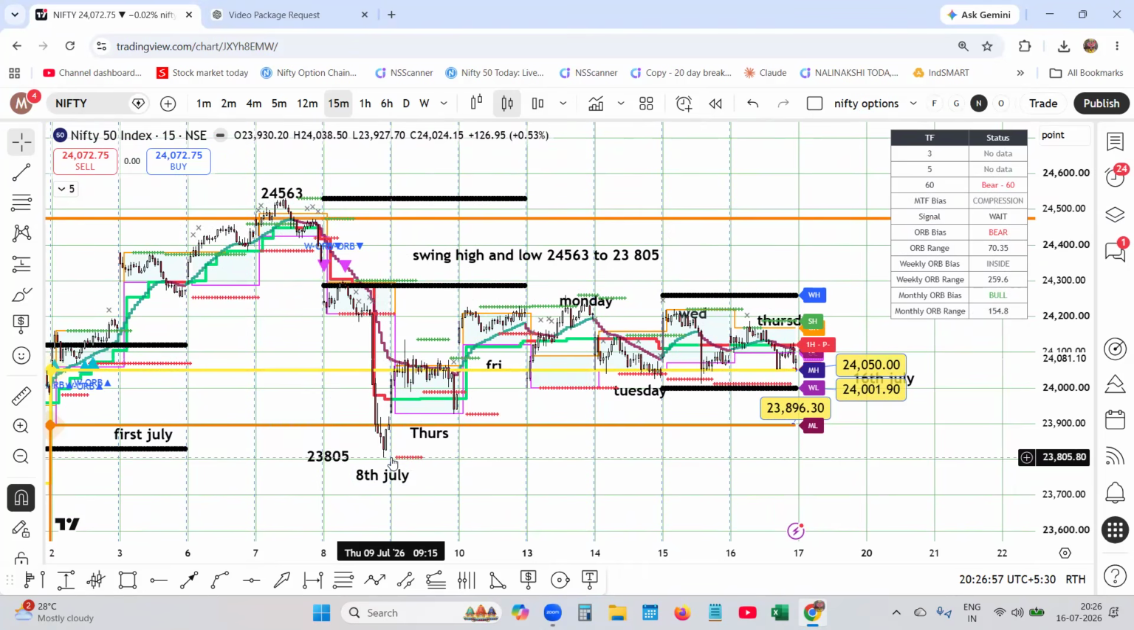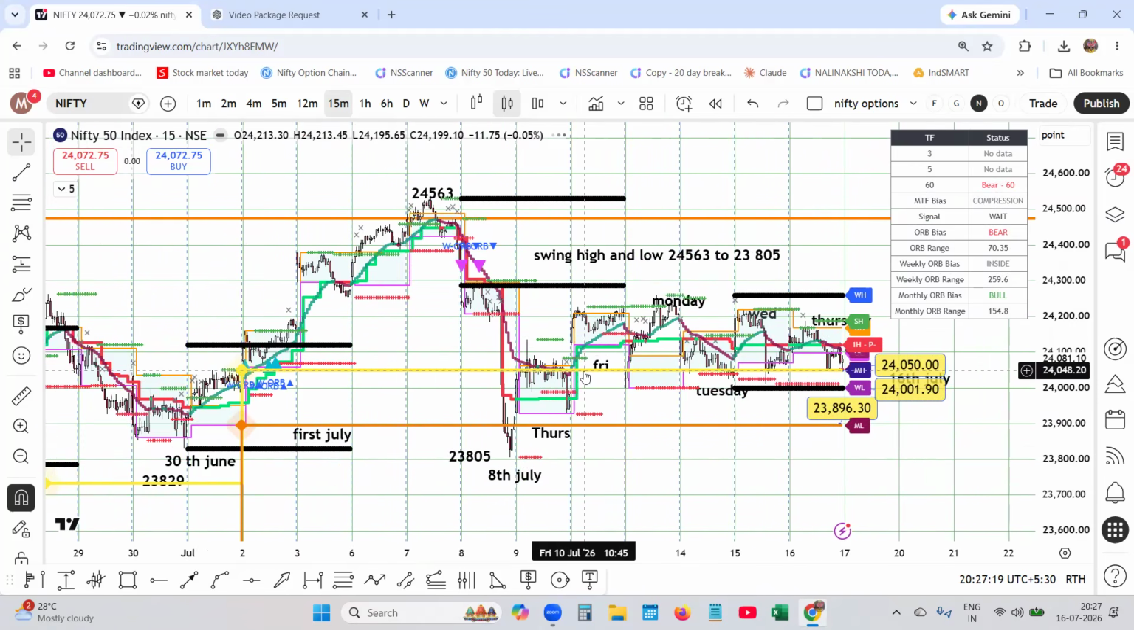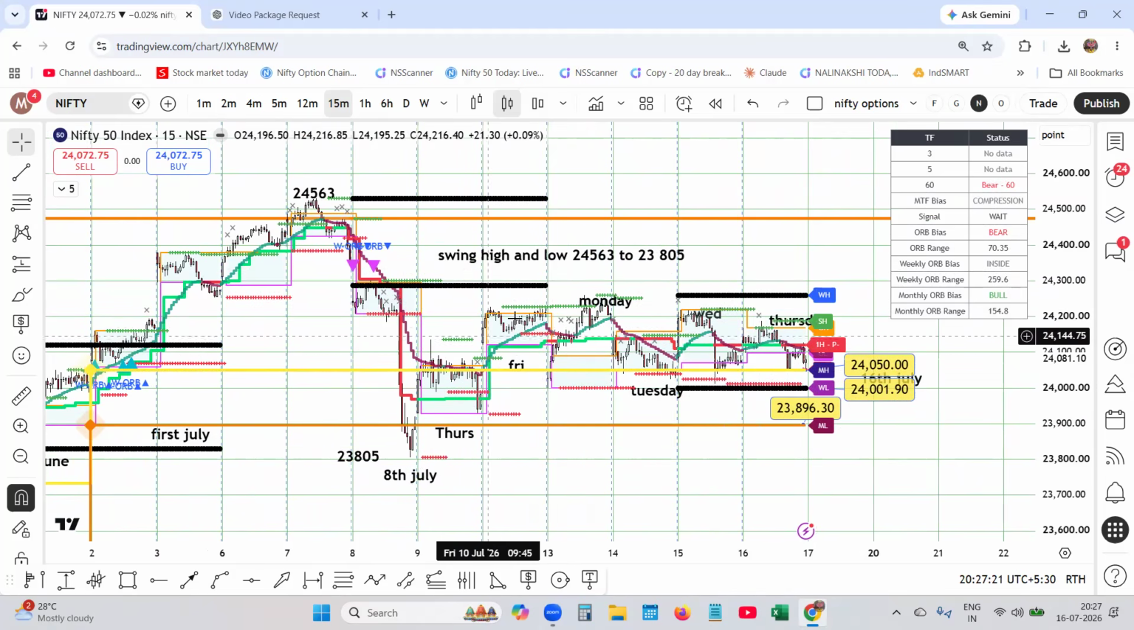It was a low to 23,805. The broader range for this month is swing low between 24,563 to 23,805, and already it has breached the 1st July low, and we need to see the market consolidating within the range after the breakdown of this weekly opening range.